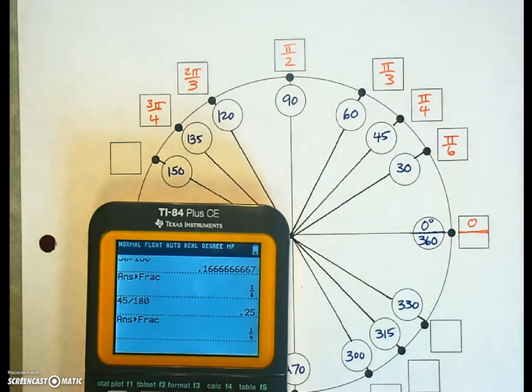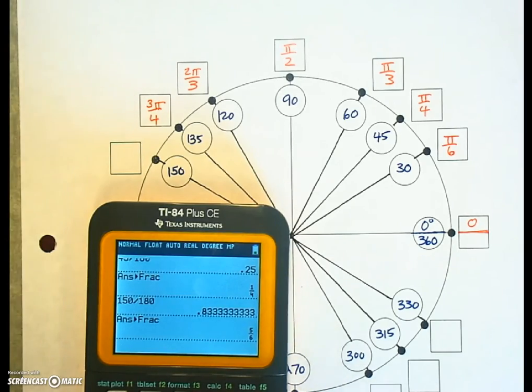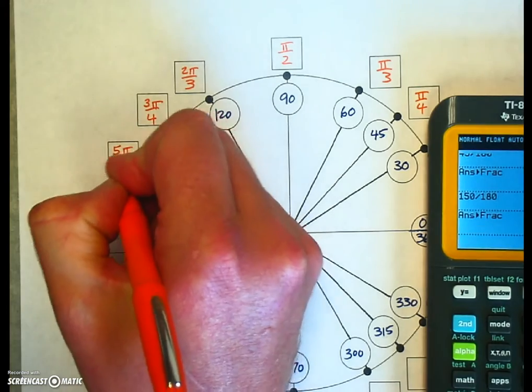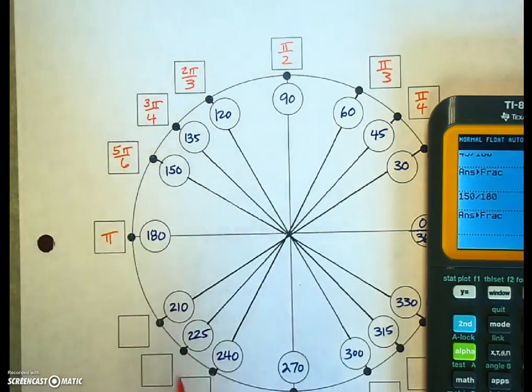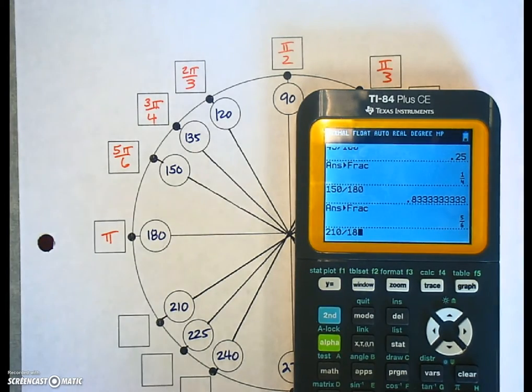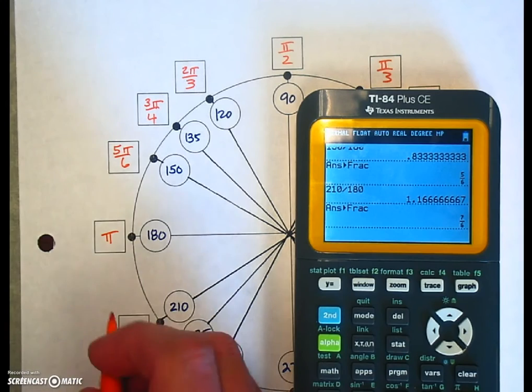150, let's see, 150 divided by 180. Math, that's 5 pi over 6. And then we know at 180 it comes out to be pi. Okay, so moving on around, 210 divided by 180, 7 pi over 6.